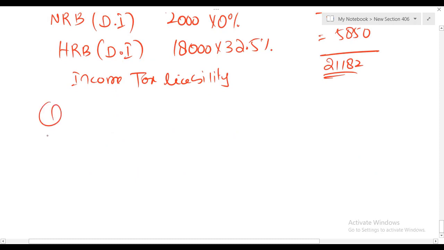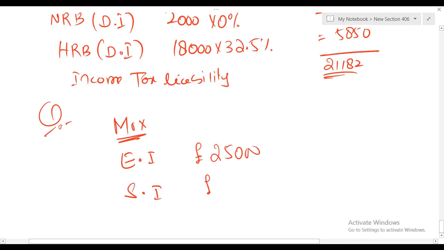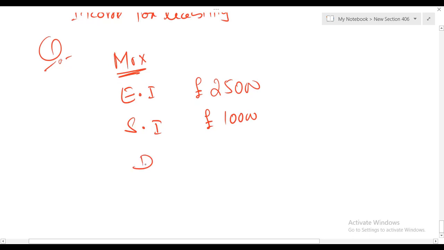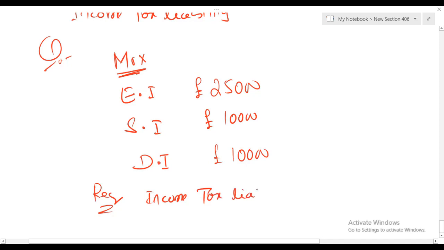Let me give you one question. Mr. X, employment income, I'm taking 25,000. Saving income, 10,000. Dividend income also 10,000. Requirement is very simple. Calculate income tax liability.